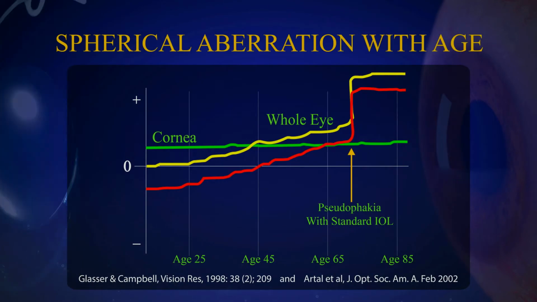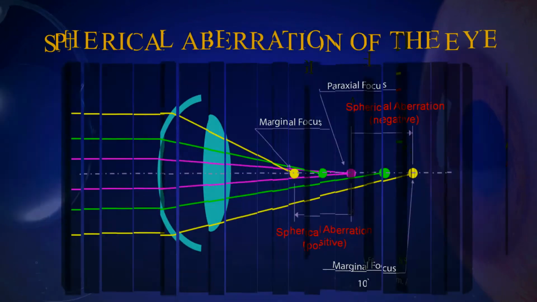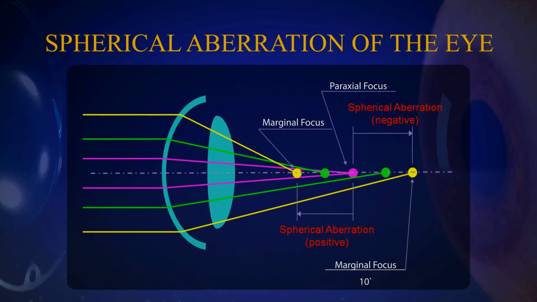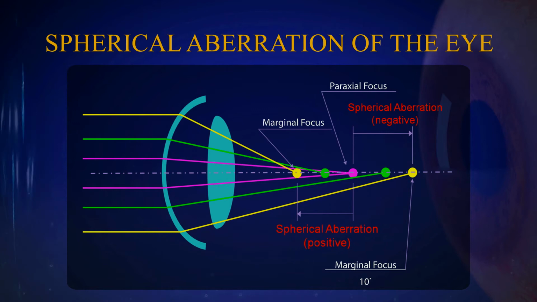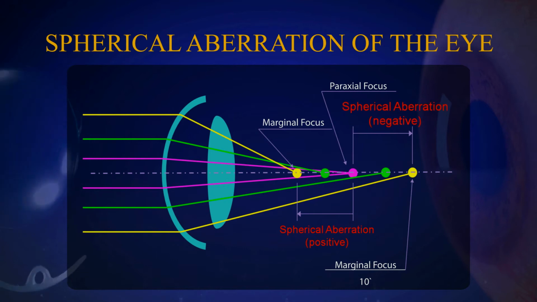In this slide, you see how spherical aberration changes with the age. Normal cornea is prolate, bringing the peripheral rays in front of the fovea. The distance between the foveal focus and a marginal focus is known as a spherical aberration, as you see in this slide. If it is in front, into the vitreous, it is prolate or positive spherical aberration, and if it is behind fovea, it is negative or oblate cornea.